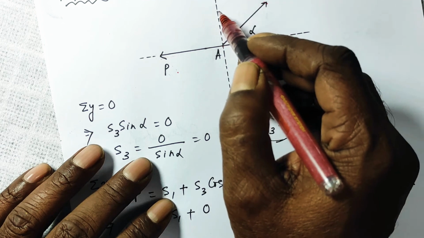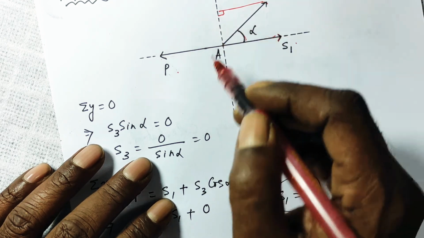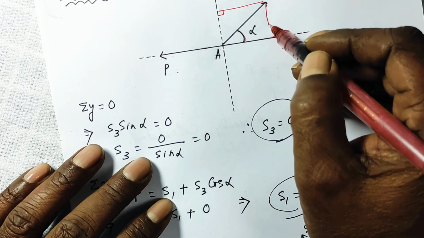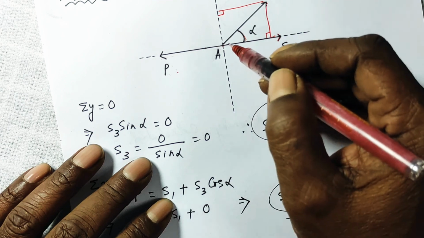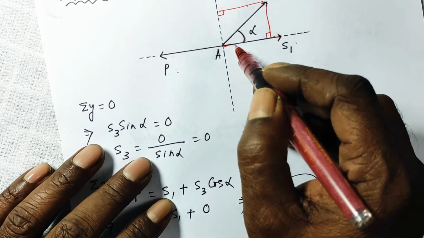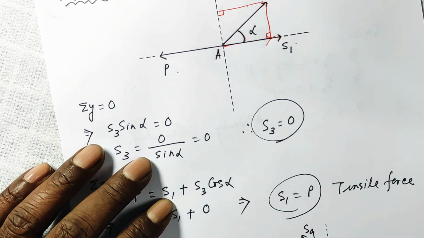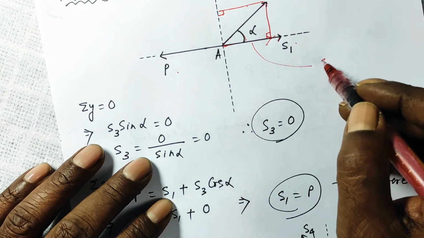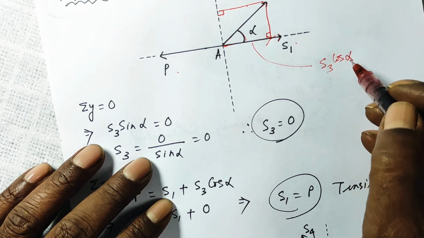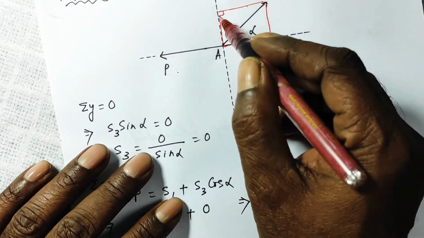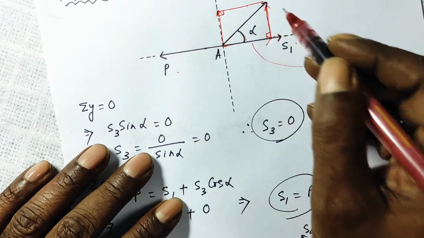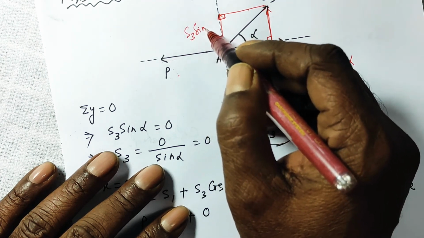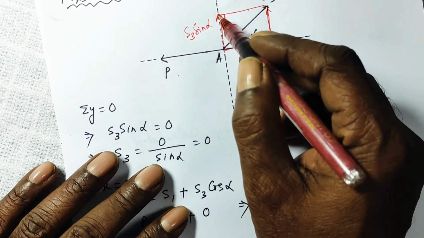If you drop a perpendicular from here, this angle becomes 90, and if you drop a perpendicular from here, this angle becomes 90. This is the vector S3. So this is your x component of S3, from here to here, which will be S3 cos alpha, and this one, the same as this one, will be S3 sin alpha, from here to here.